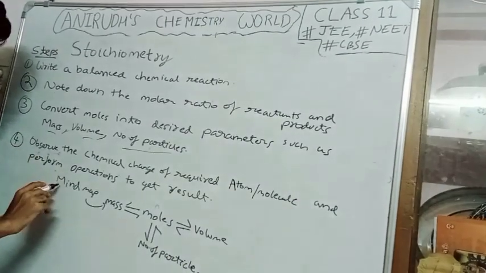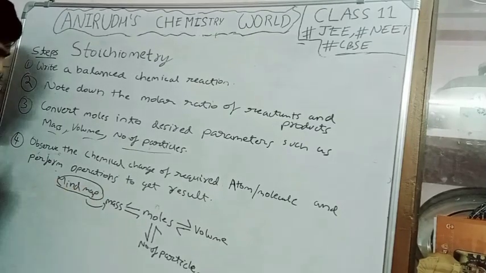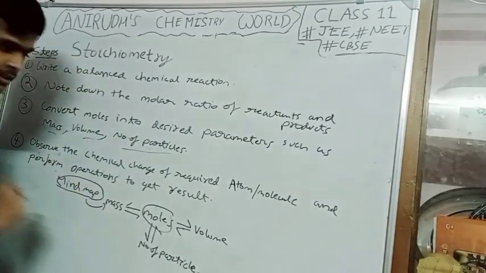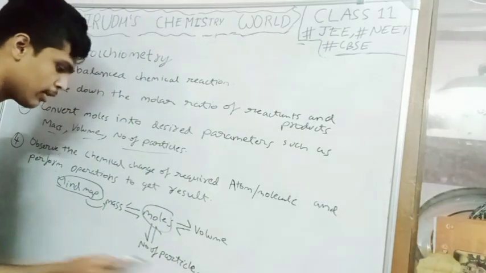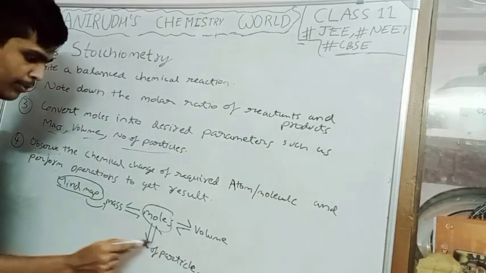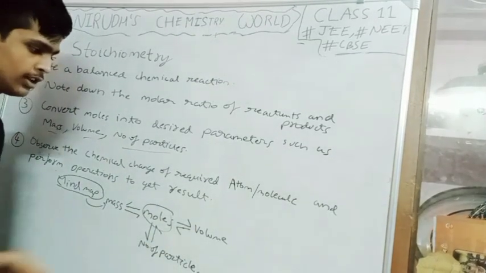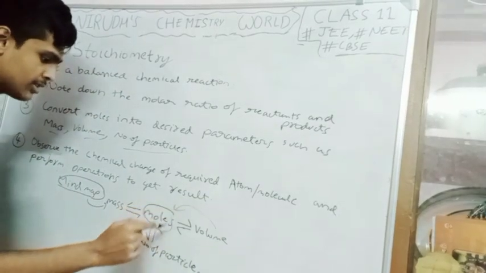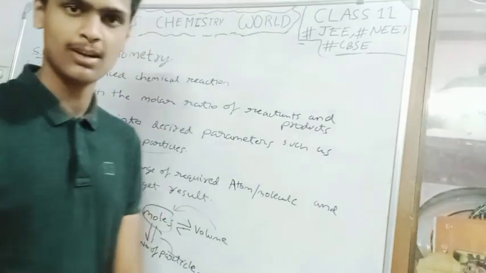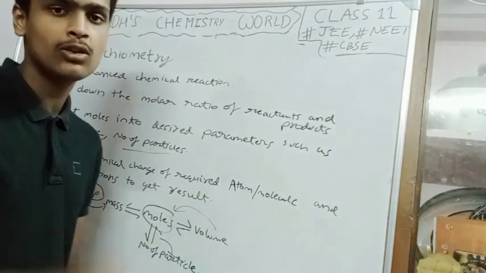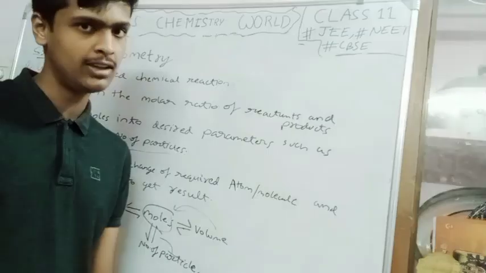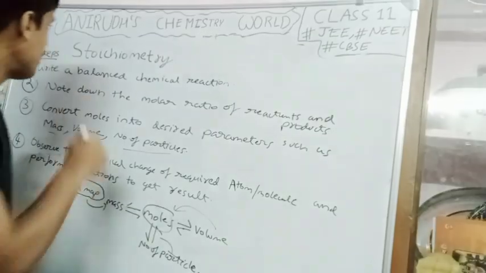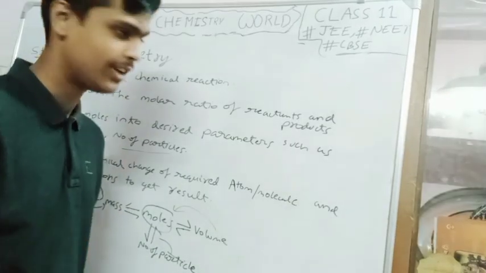Now I am giving you a mind map for better understanding that moles can be converted into mass, volume, and number of particles, and vice versa. Because from number of particles you can get moles, and from that you can get volume. Suppose you know volume and you want to get number of particles, you can convert them first into moles and then into number of particles. That's it. It's a simple thing. This is what you have learned previously. You are applying your previous knowledge and naming it stoichiometry, and that's it. Nothing more than that.